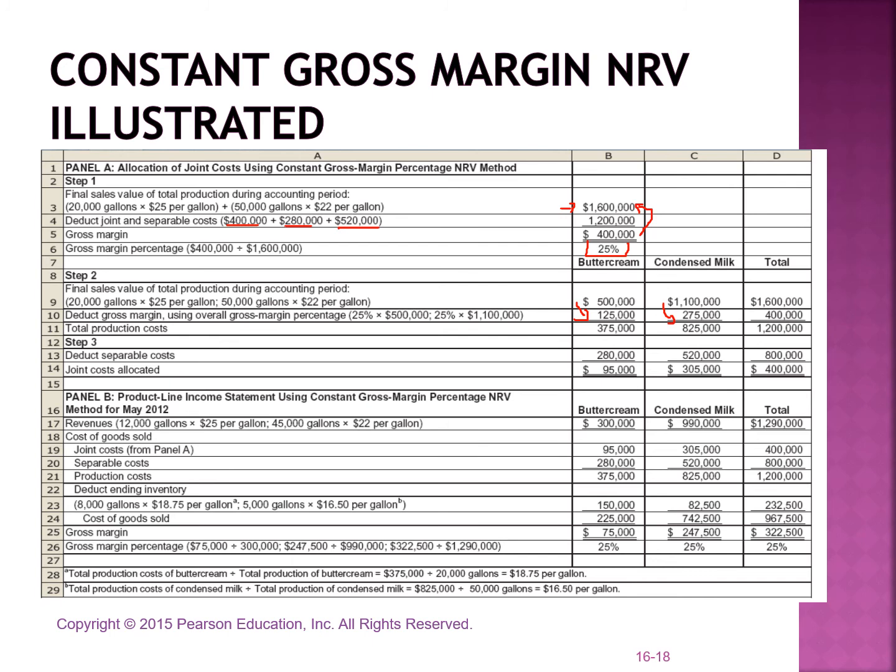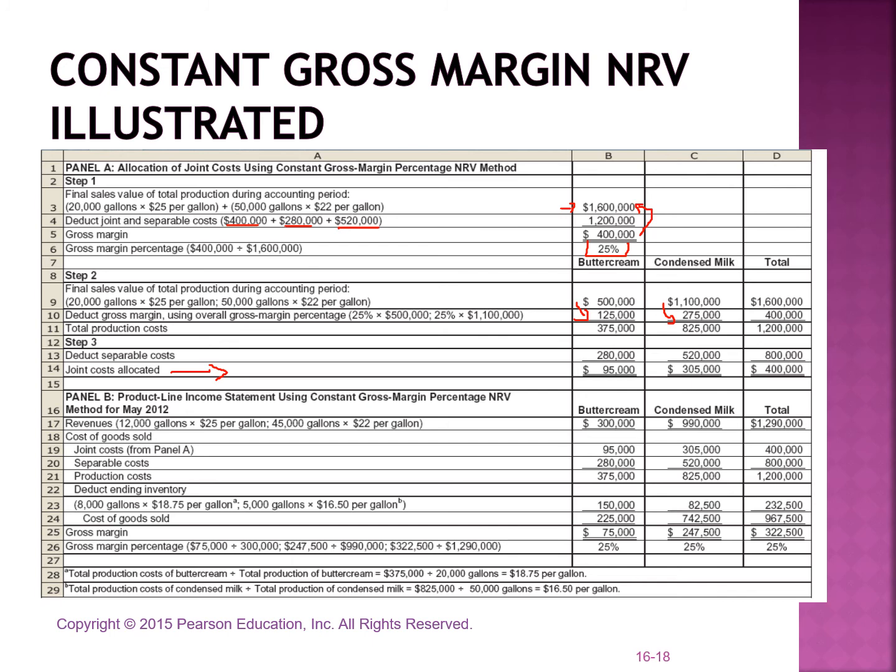If I deduct the separable cost, which is 280,000, the remaining will be considered the joint cost that has been allocated for the product. And the same here: I have a total production cost of 825,000 and the separable cost is 520,000, so the joint cost allocated is 305,000. At the end, we reach the allocated joint cost for each product.